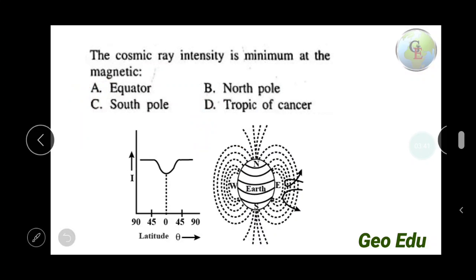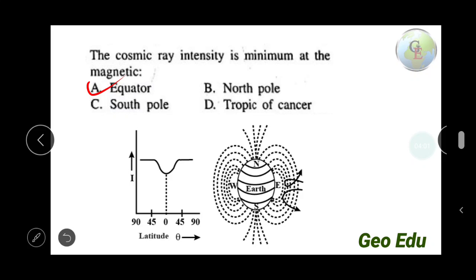Next question. The cosmic ray intensity is minimum at the magnetic. Option A, equator. Option B, north pole. Option C, south pole. And option D, tropic of Cancer. Here the answer will be that the cosmic intensity is minimum at the equator.